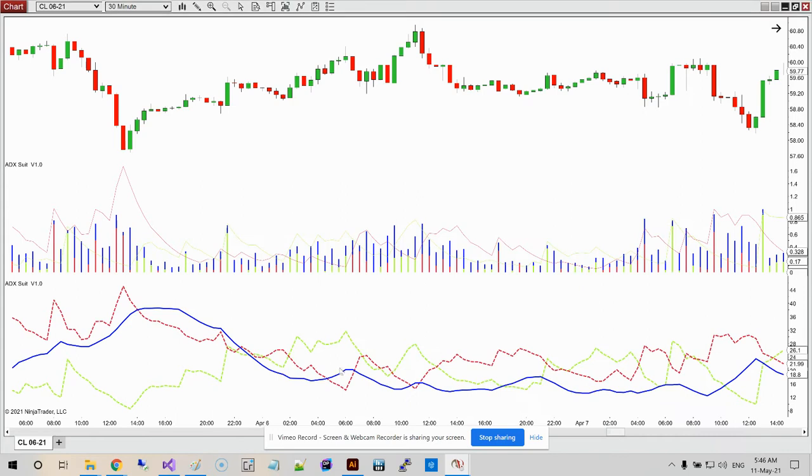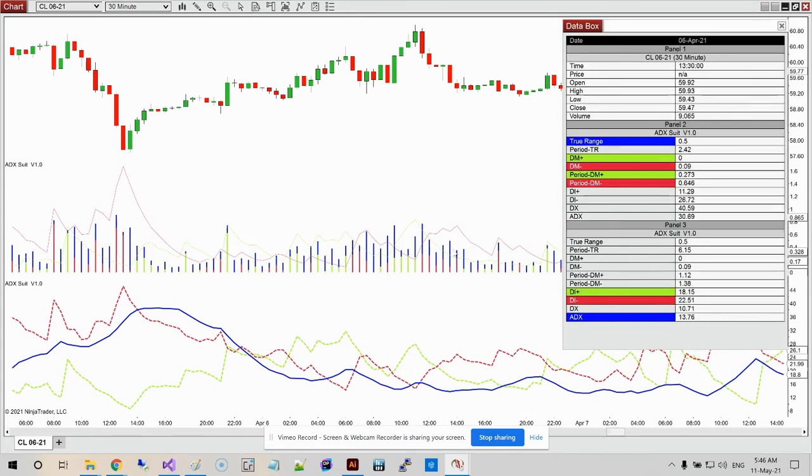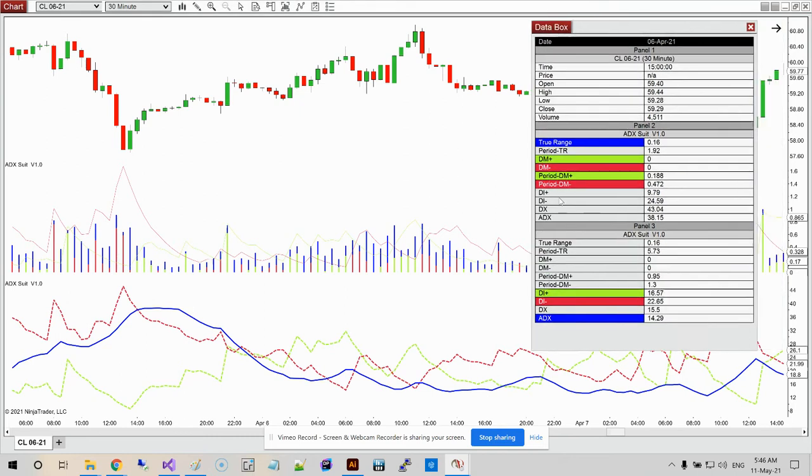So below, we see the index values, and we can see the variety of values that we actually get, everything that's included inside the calculation of the ADX: DM plus, DM minus over a period of 2 bars, true range over a period of 2 bars, period true range, period DM plus, DM minus, DIs, DX and ADX. All of that is used to calculate the final ADX, this blue line here.